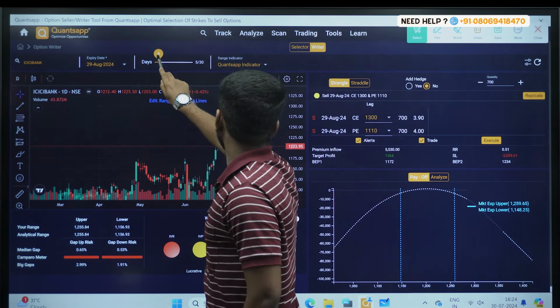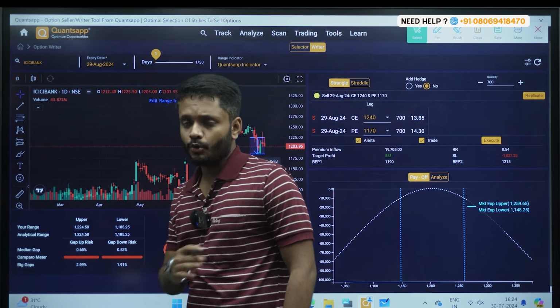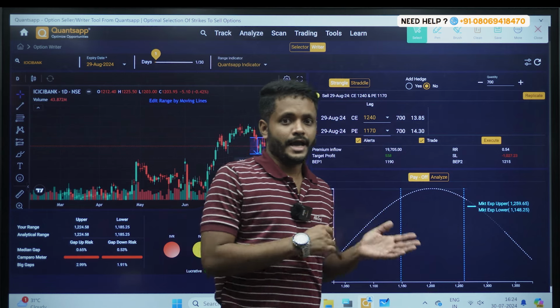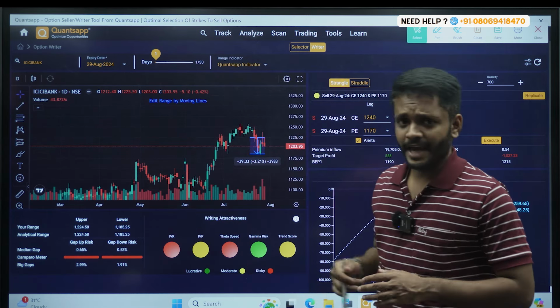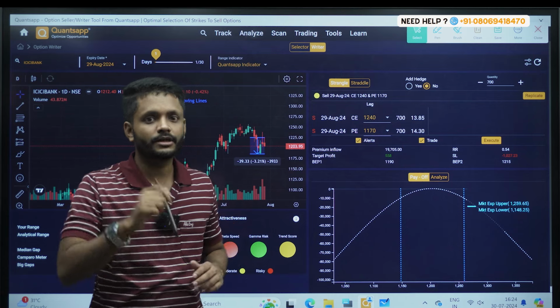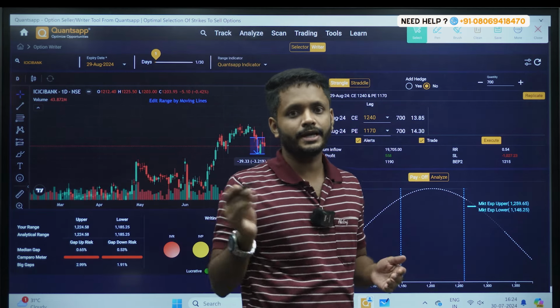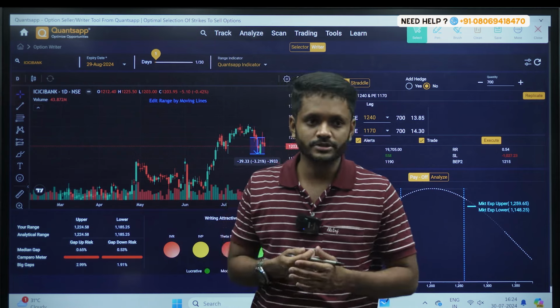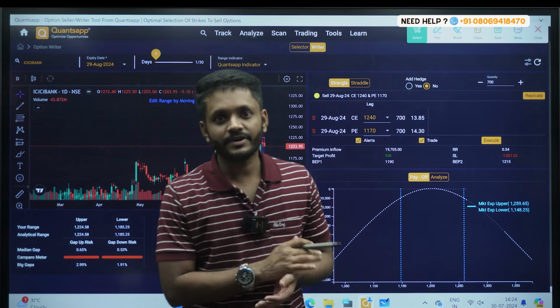So as of now, even if you see, the overall trend in the market is bullish, correct? If you check out any heavyweight stocks, it is not giving me a green signal. Why is it not giving me a green signal? Because the overall trend in the market is bullish. And what does an option writer want? An option writer seeks a sideways market, correct?